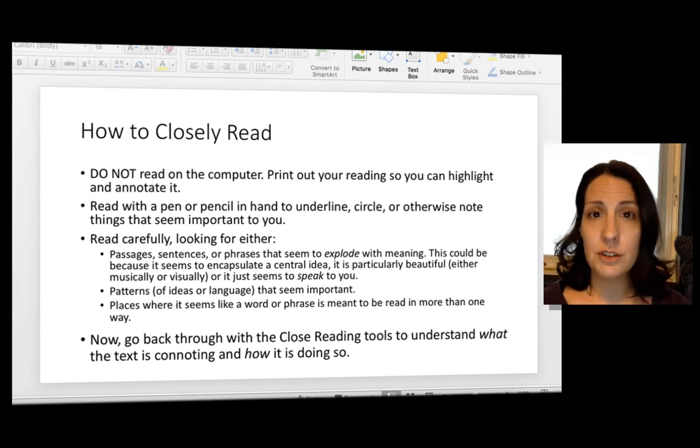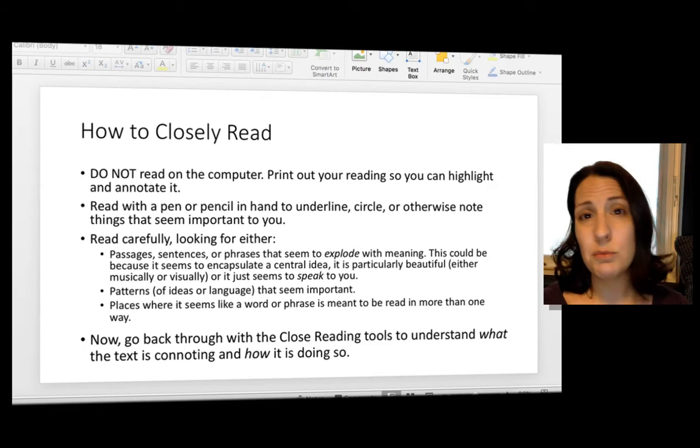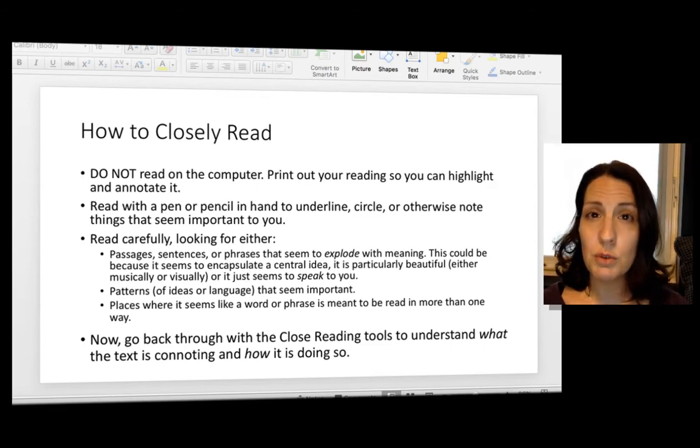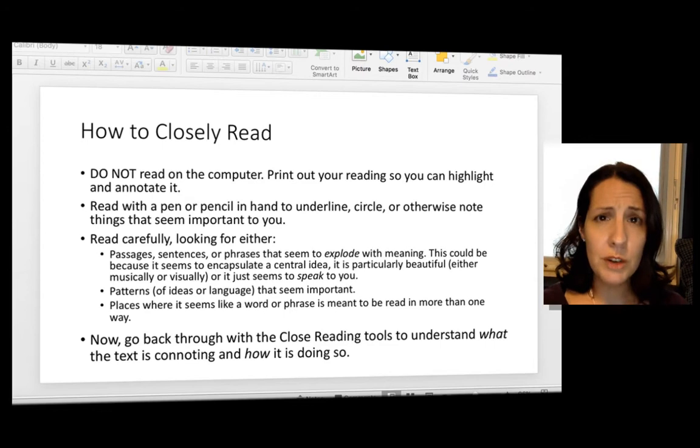First of all, this is just general advice for reading. One, don't read on the computer. Typically, when we read on the computer, we do not read as deeply as we do when we're reading something on paper. So I always recommend that for literary work, students print them out so you can highlight and annotate it. And that's the second piece of advice. When you're reading, you should read with a pen or pencil in hand in order to underline, to circle, or to note things that seem really important to you.